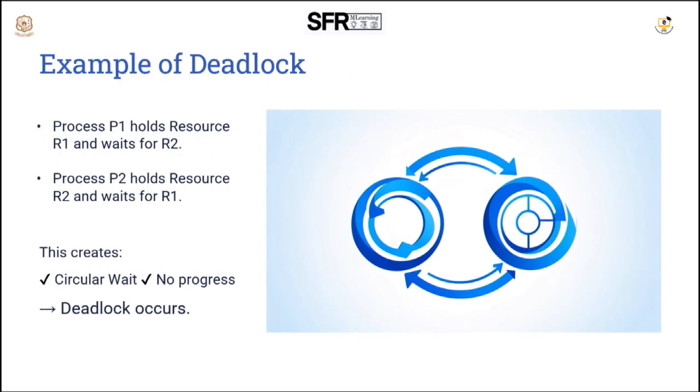Example of deadlock: process P1 holds resource R1 and waits for R2. Process P2 holds resource R2 and waits for R1. This creates circular wait, no progress, and finally a deadlock occurs.